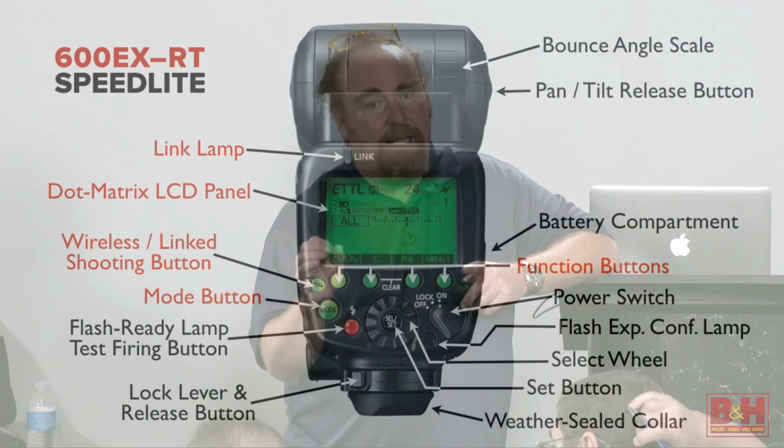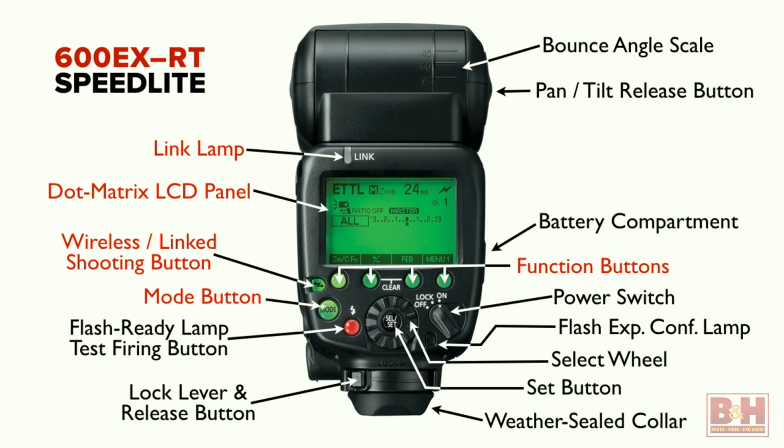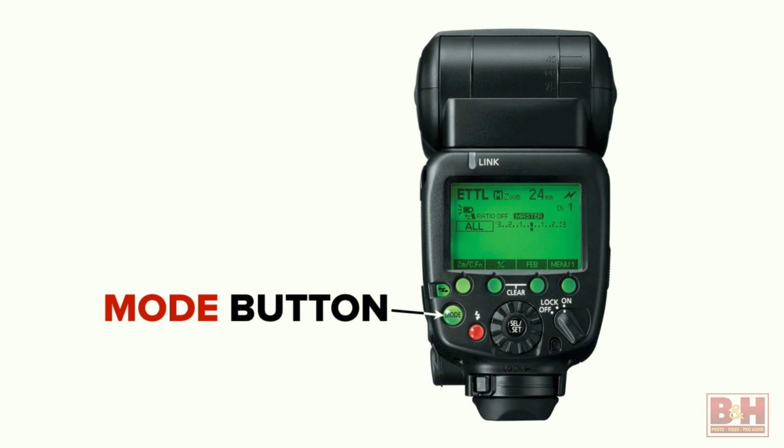We have a dedicated mode button that is big, and that's going to become really important when we talk about some of the radio speed lighting features. And then there is a separate button to activate the wireless system. So the Canon engineers did a really, really nice job in introducing this new and improved user interface. And then all those other things are pretty standard for a Speedlite.